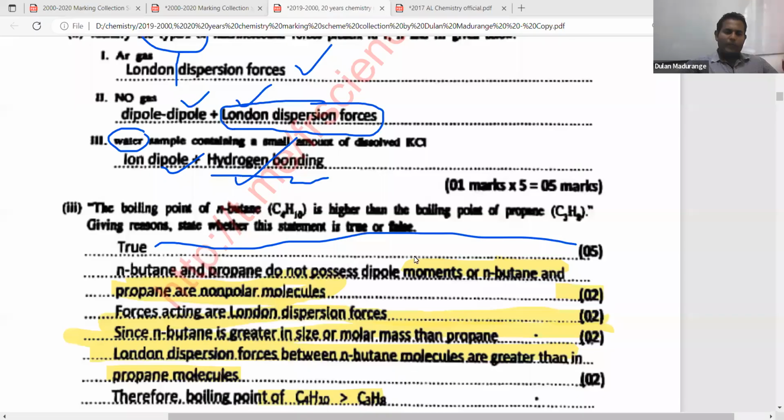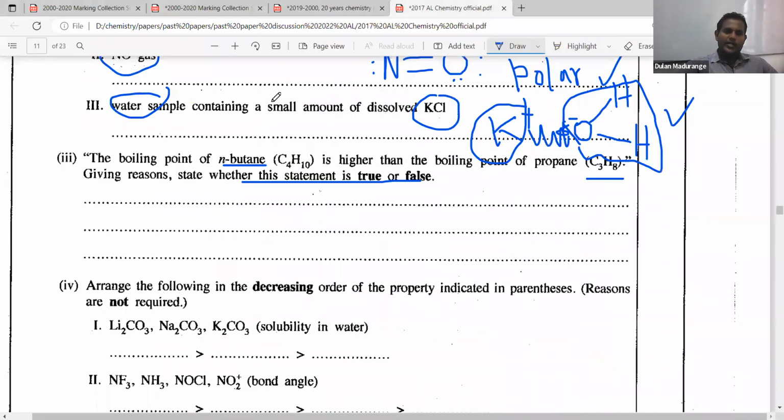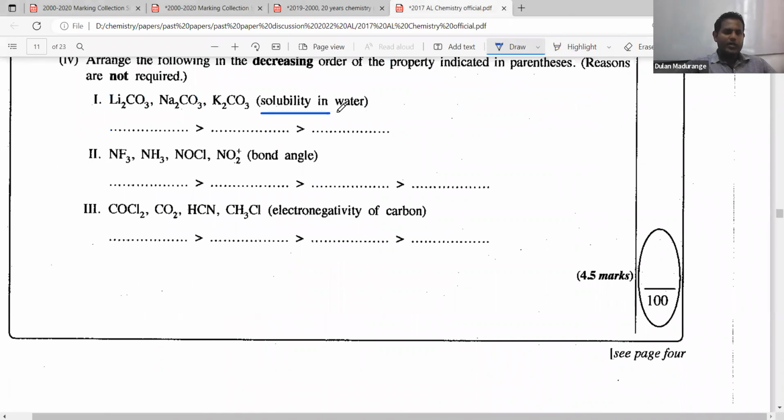Okay, this part, 45 marks. So what is this question? Here they are asking about solubility in water. When you consider lithium carbonate, sodium carbonate, potassium carbonate, how does the solubility increase, right? Solubility depends on the ionic nature. The higher the ionic character of the compound, the higher the solubility. How do we find the ionic nature? When the positive charge is increased, the ionic nature is increased.